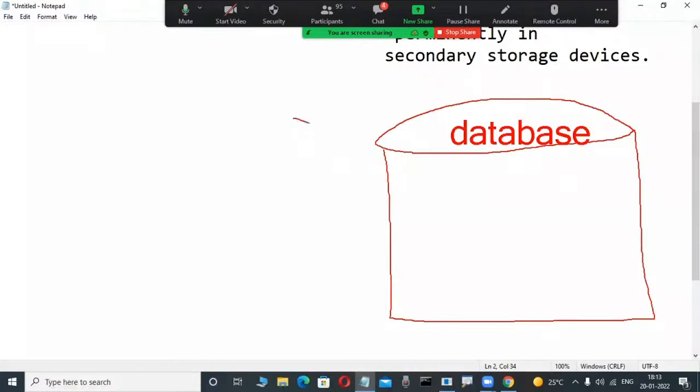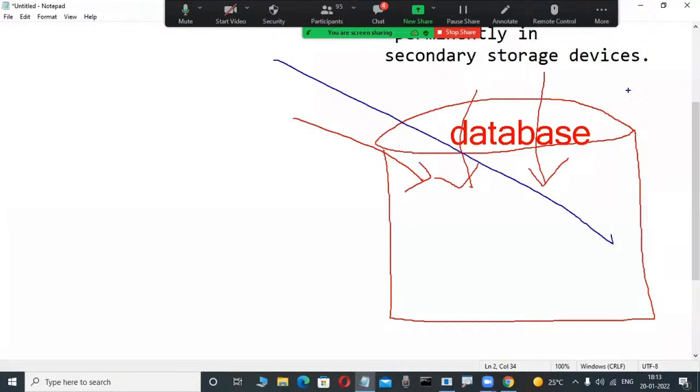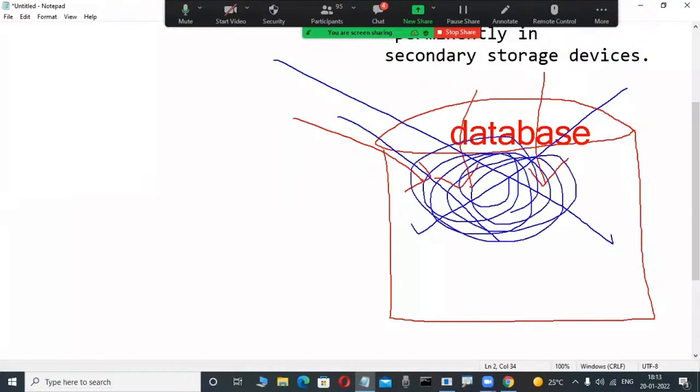Suppose here we are storing a random collection of data, we are thinking. That is absolutely wrong. Actually, Oracle, SQL Server, DB2, Sybase, Informix, Ingres, Teradata, these types of databases are not storing a random collection of data. These databases only store a structured collection of data.